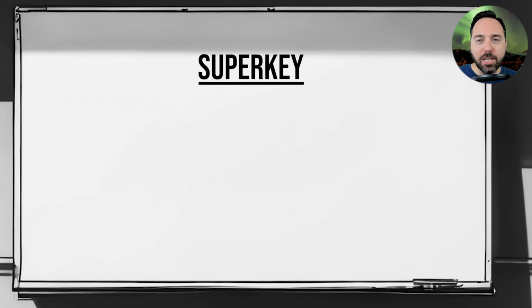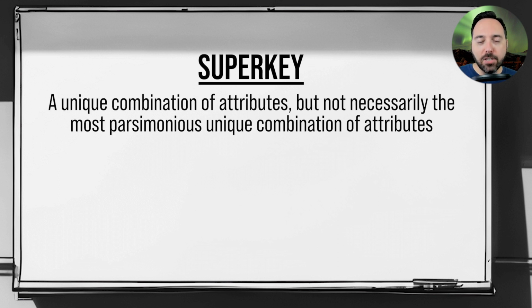Okay, let's start with superkeys. A superkey is a key that wears its underwear outside of its pants. It is also a combination of attributes which guarantees uniqueness for each tuple in a relation, but is not necessarily the most parsimonious unique combination.